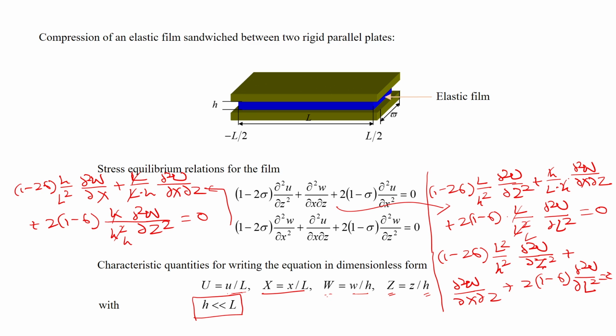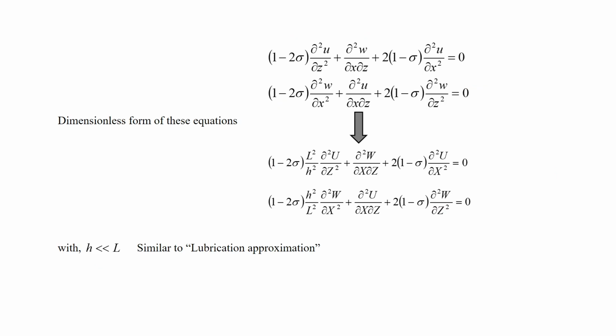So, let me do it over here. I will write it here, therefore, H square, and let me get rid of this. So, I have now this H square by L square into del square by del x square, del square U by del x z, and del square W by del z square. So, this is the way I have this dimensionless form.